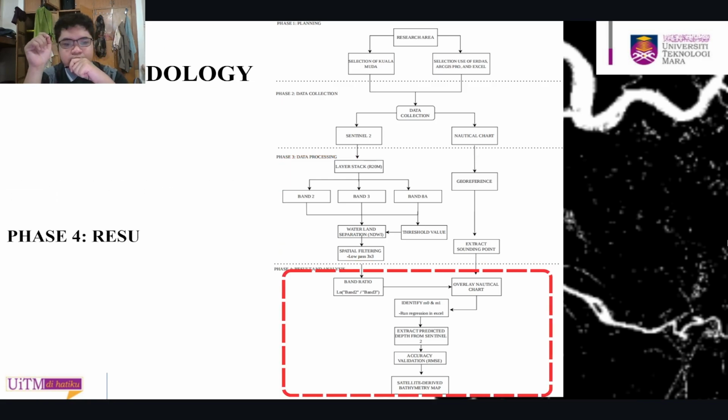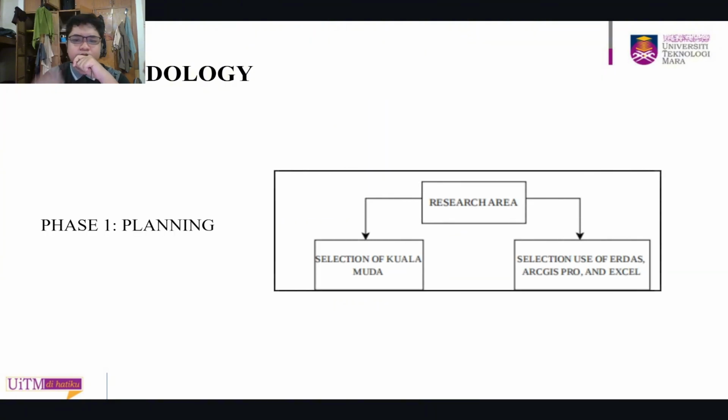The last one is phase 4, which is result and analysis. This part involves a lot of work from ArcGIS Pro and Excel to get the 2 objectives that I am aiming for in this work. For phase 1, the selection of Kuala Muda, which is basically the study area, and the selection of ADAS, ArcGIS Pro, and Excel, which are the 3 software that I chose to do this work.